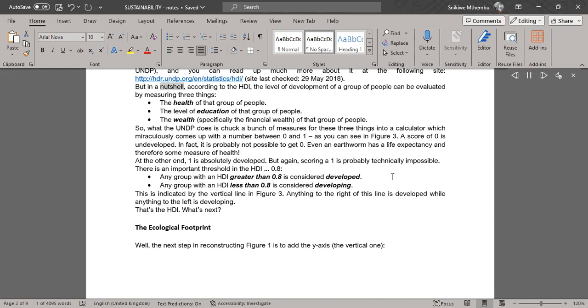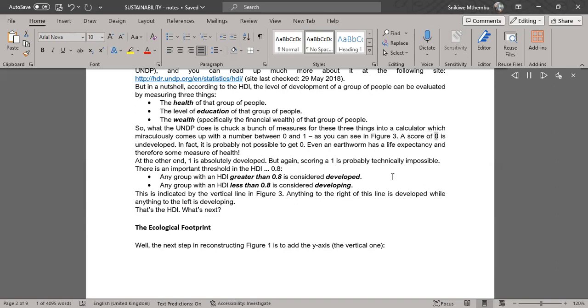But in a nutshell, according to the HDI, the level of development of a group of people can be evaluated by measuring three things: the health of that group of people, the level of education of that group of people, the wealth, specifically the financial wealth, of that group of people. So, what the UNDP does is chuck a bunch of measures for these three things into a calculator which miraculously comes up with a number between 0 and 1, as you can see in Figure 3.